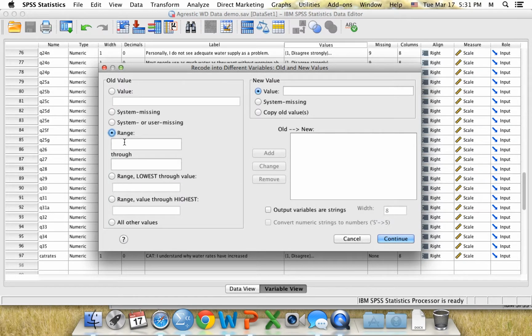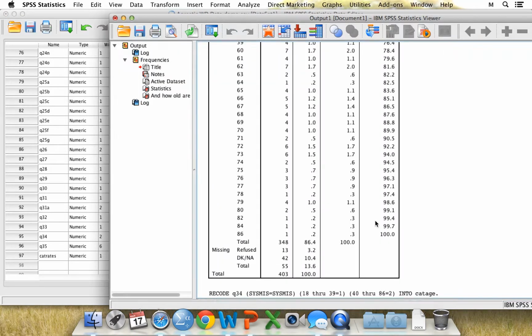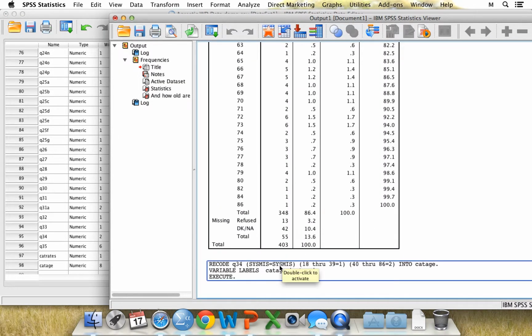So from my previous output, I saw 18 through 39. I want to code those people as young. So that'll be 1. And those people that are older, 40 through 86, I want to code them as old. So that'll be 2. And I want to keep the system missing as system missing. And then click OK. So SPSS shows the syntax of the recoding operation that we just did.